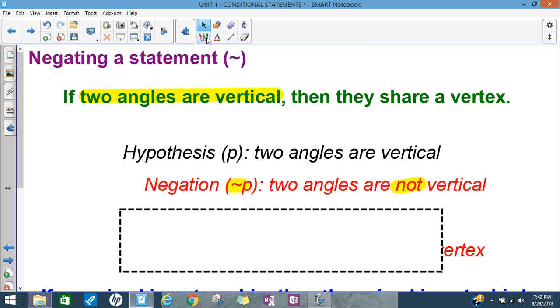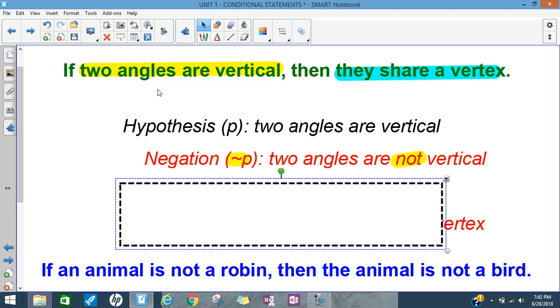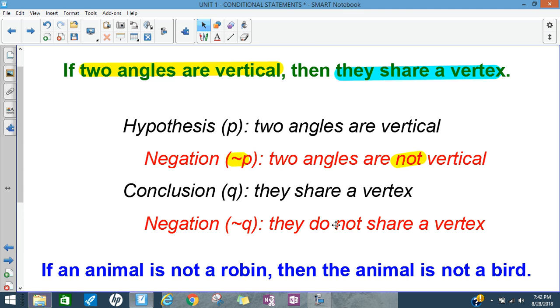And if we want to negate the conclusion, they share a vertex. Well, we want it to be the opposite of sharing a vertex, so that would be not sharing a vertex. They do not share a vertex.